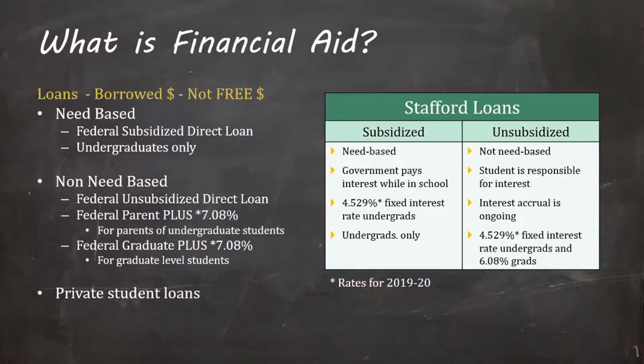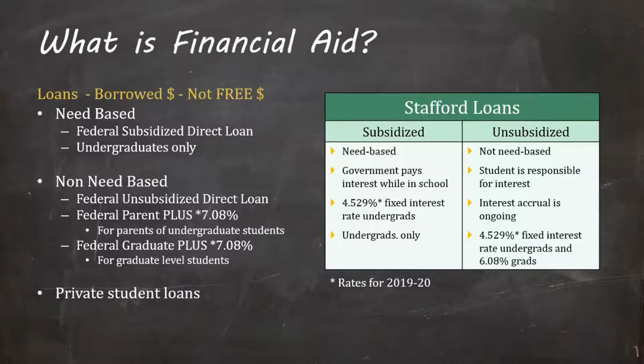The last type of financial aid is not free money, which is loans. Loans can be broken down into two types. There are need-based loans that are based on family income. I'd say the need-based loans tend to not accrue interest while you're in school. Unfortunately, need-based loans are only available to undergraduate students. A few years ago, the government ended the program of subsidized need-based loans for graduate students.